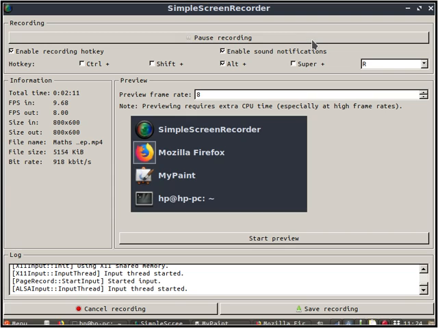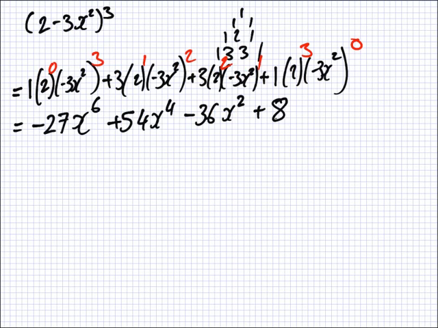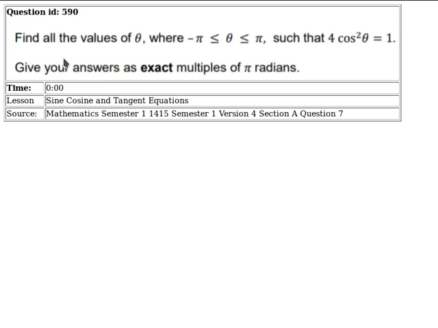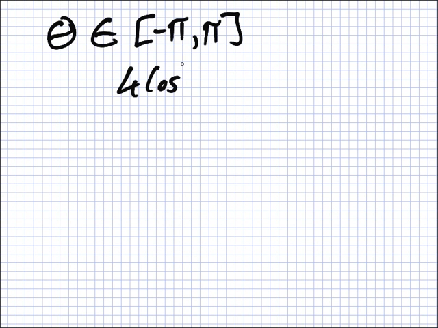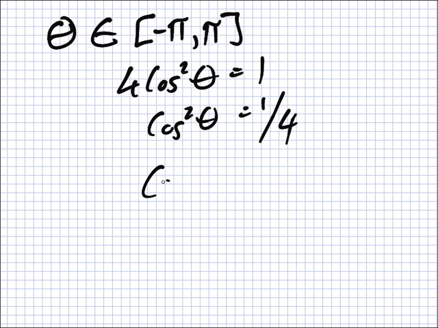Okay. Let's have a look at this one now. It's important to know for later that theta must be between minus pi and pi. And you have 4 cos squared theta equals 1. So cos squared theta equals 1 over 4. So cos theta is plus or minus a half when you square root. You forgot the minus, didn't you? Yep. That's why you had only 2 answers.